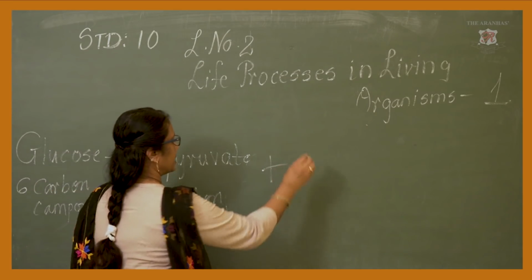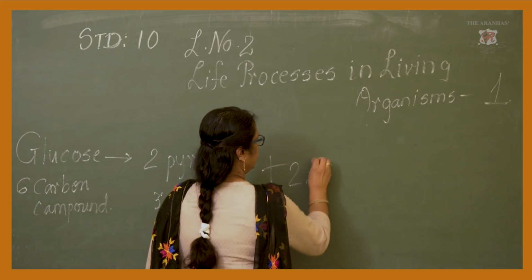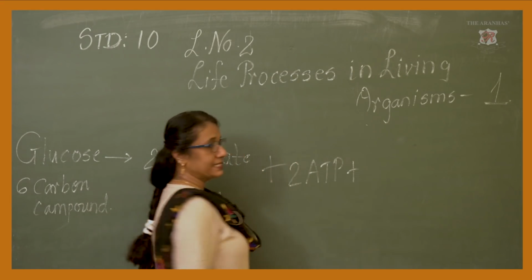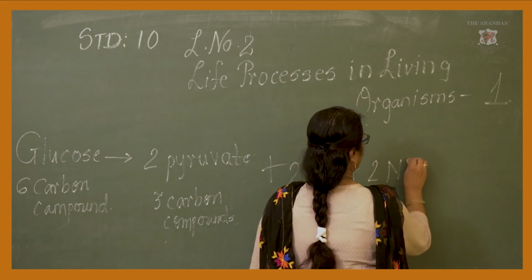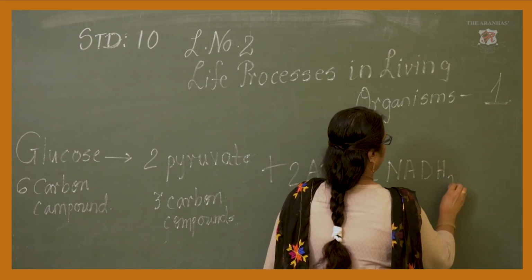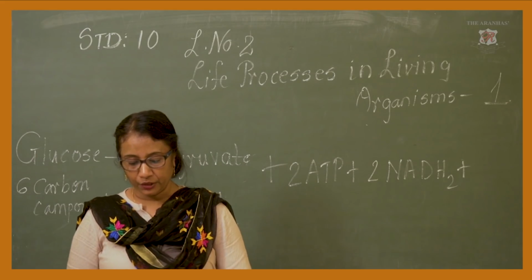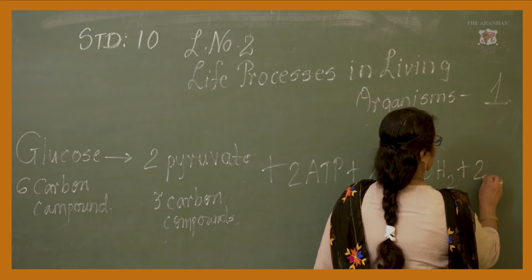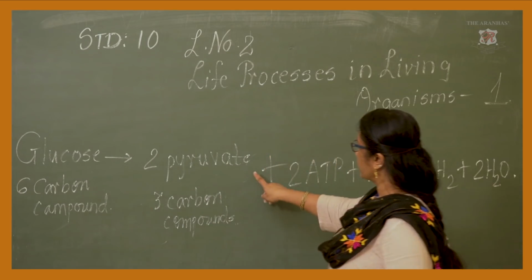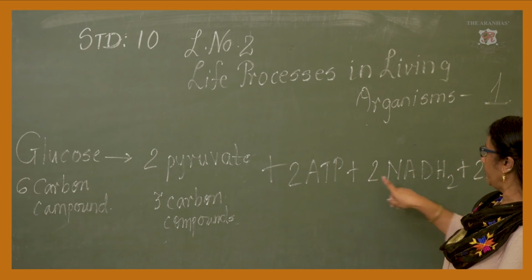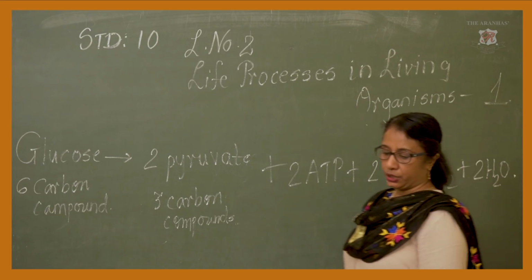It does not end over there, it has other things also: plus 2 ATP, plus 2 NADH2, and what is being formed along with it? Even water is being formed there. So glucose, when it is splitting down, forms 2-pyruvate plus 2 ATP molecules plus 2 NADH2, and at the same time water.